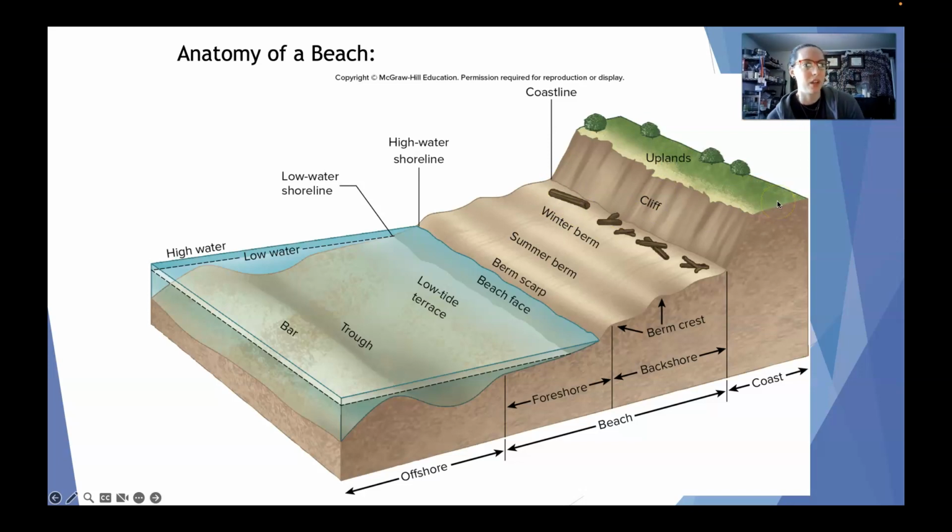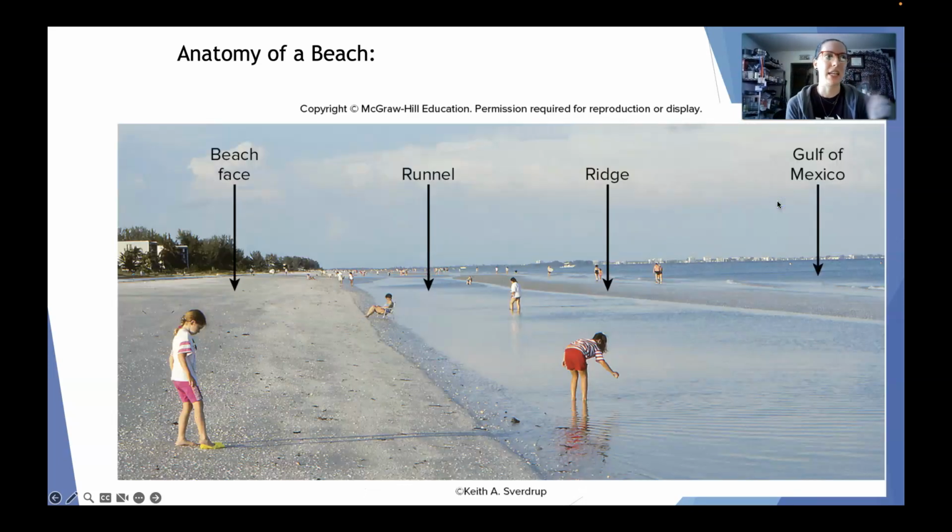So an example that your book has, looking at the anatomy of a beach in terms of an actual picture, is what we have here. Notice this is, I think, in Florida or in Texas, where it has the Gulf of Mexico here. So notice we have the beach face, but no cliffs, right? No cliffs, but we have some trees. And then we have a term that hasn't been brought up yet.